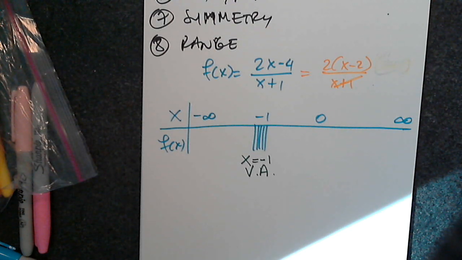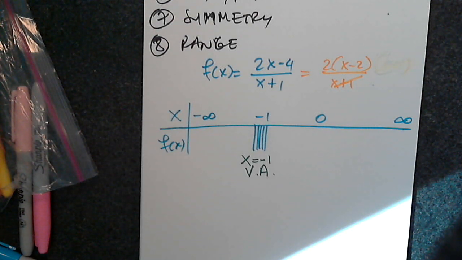This function is undefined at -1, which means there is a vertical line that this function will never cross. The vertical line is at x equals -1. The function cannot cross it. It's undefined here. But what does the function do near the vertical asymptote? It does this, or it does this. I don't know which one. We'll check in a minute.